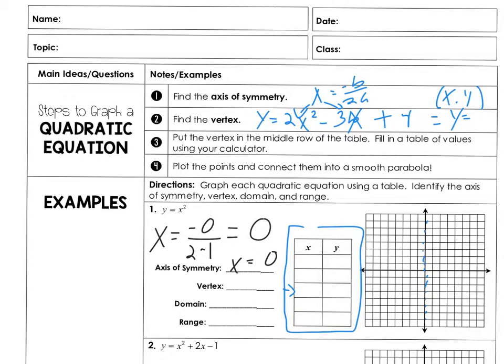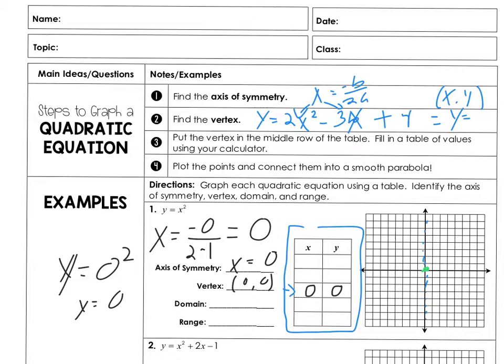Okay. Then, what is our vertex? For our vertex, we would plug in 0. So we plug in y. Y equals 0 squared. So y equals 0. And we're left with 0, 0 for our vertex, okay? And I'm just going to go ahead and graph that so we have it. Let's graph this in green. Okay, that's our vertex. And then we plug that in, remember, to the middle value on our chart. So 0, 0.